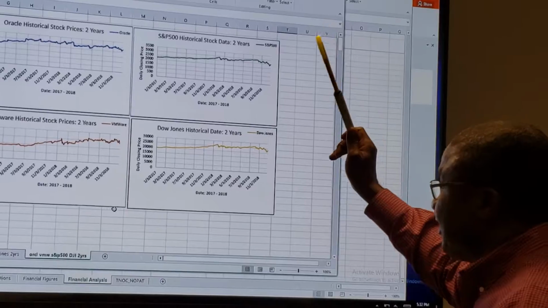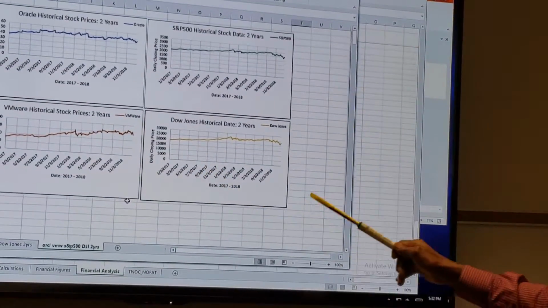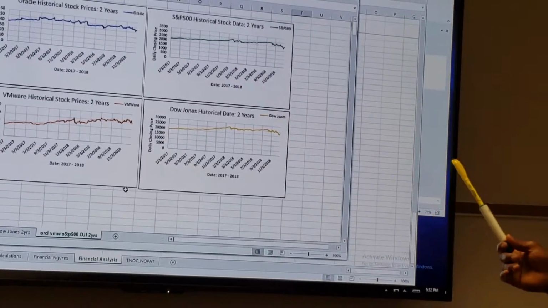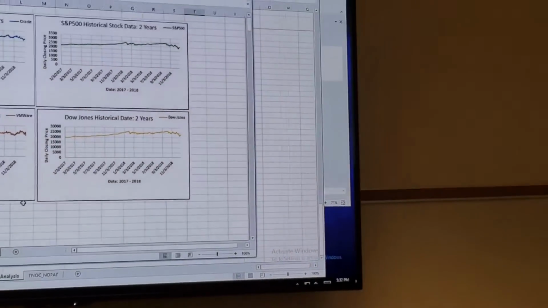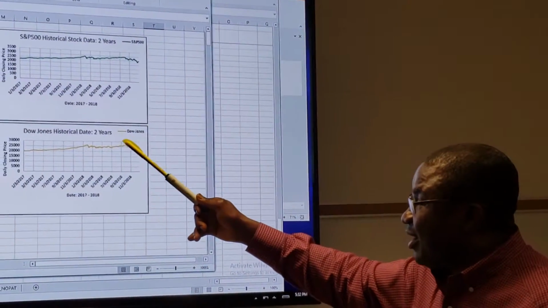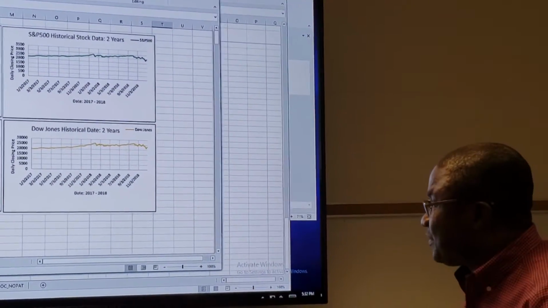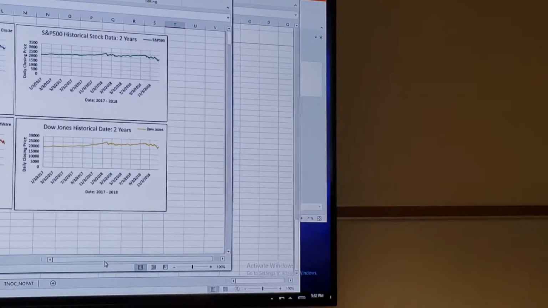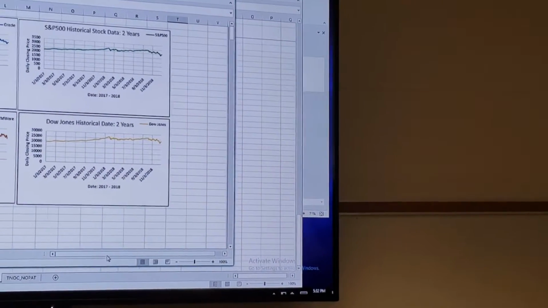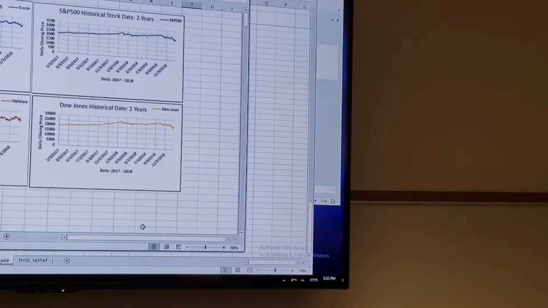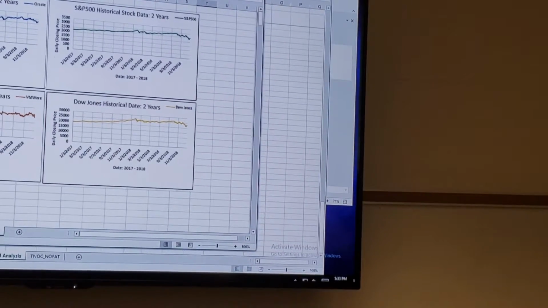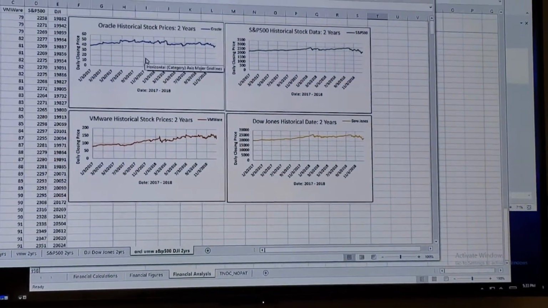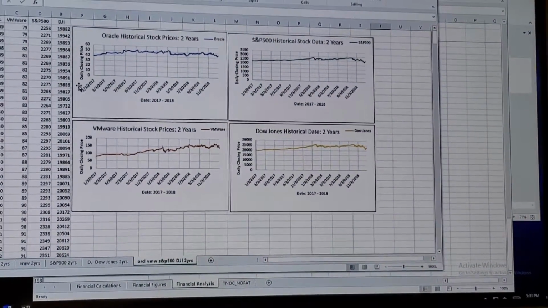And then I had the industrial averages, the S&P 500 and the Dow Jones. It was just out of curiosity that I decided to include the Dow Jones, but I got the S&P 500, and you can see what the time series analysis on these indices are. This shows the performance of Oracle within the time period for these past 2 years.